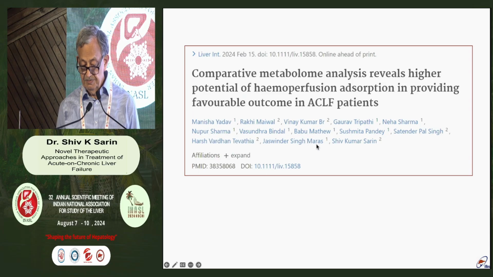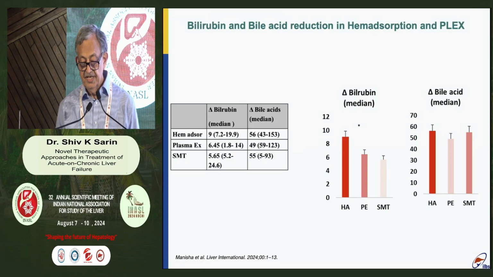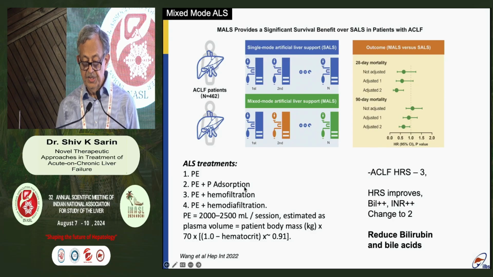And this study which we published very recently showed that compared to standard therapy, with hemoadsorption at day 7 there is more decrease in bilirubin and more bile acids removed, and organ failures and infections are less, compared to even plasma exchange. Here you can see bilirubin reduction is maximum with hemoadsorption, although bile acid removal, at about 50%, was not enough. This is to show you a new concept which is emerging of mixed modality or multimodality artificial liver support.